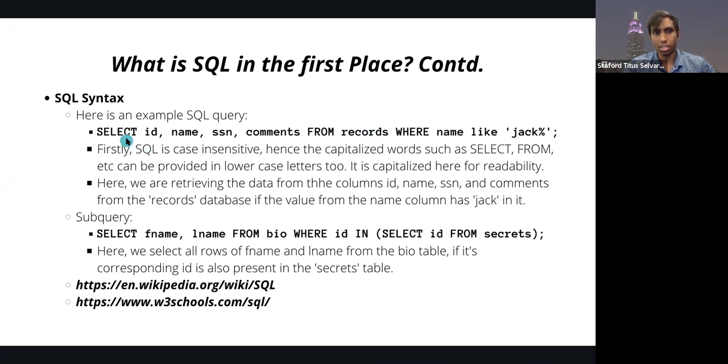So the structure is essentially select the columns from the table where the column name like Jack. We're just saying that if there is a column name, and within that column, if there is any row which has Jack in it, then we'll display that. So that's all it means. It's pretty simple. And within SQL, you can also do one more cool thing called subquery.